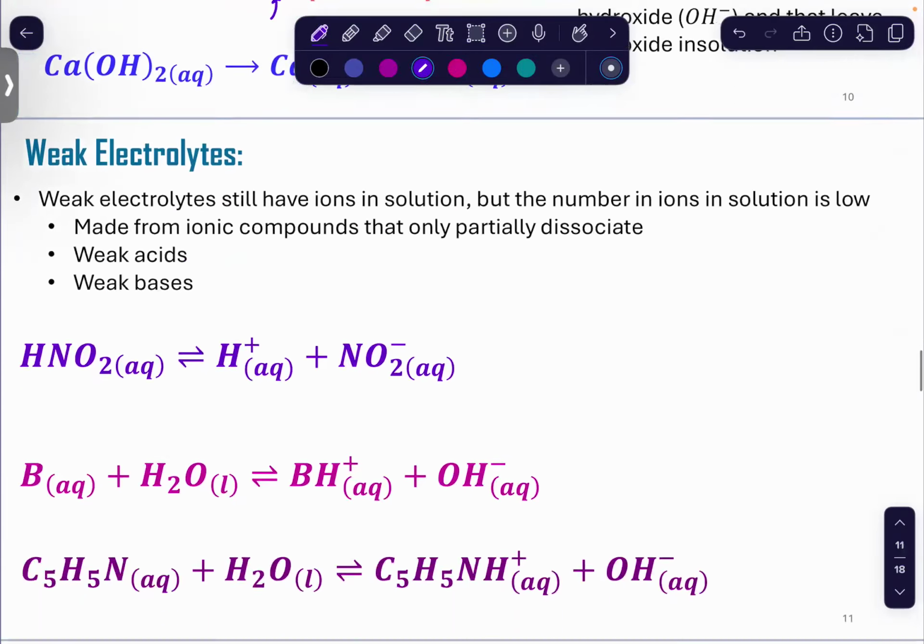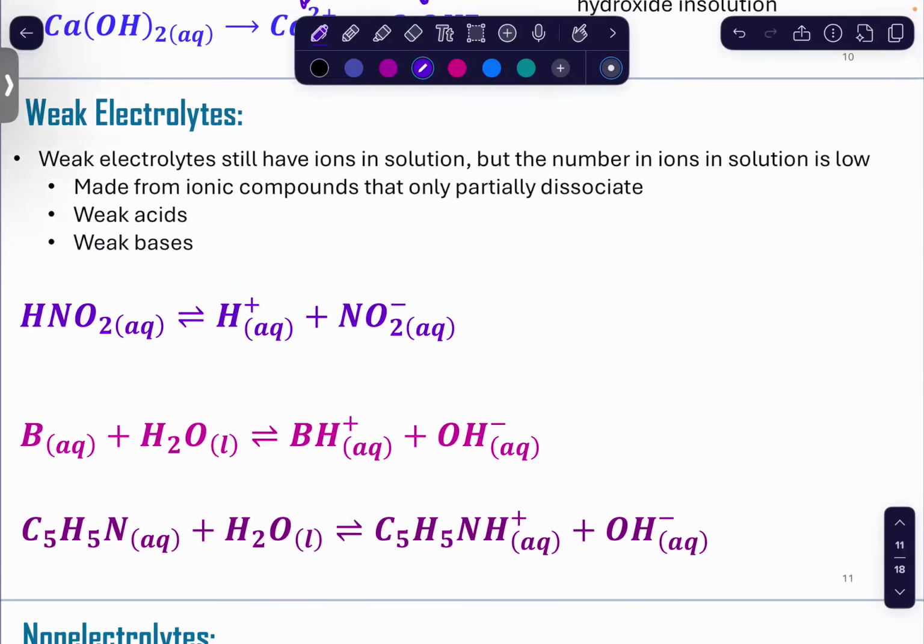So next we can look at weak electrolytes. These are going to be compounds that only partially dissociate. Predominantly your weak acids and weak bases. Some partially dissociating salts can also be weak electrolytes, but you're not really going to deal with that too much at this level. But just think of your weak acids and weak bases.